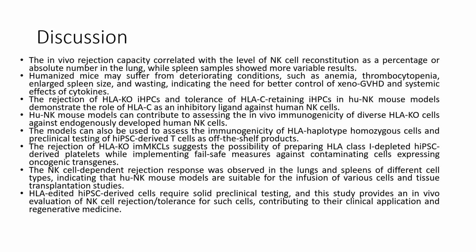The in vivo rejection capacity correlated with the level of NK cell reconstitution as a percentage or absolute number in the lung, while spleen samples show more variable results. The humanized mice may suffer from deteriorating conditions such as anemia, thrombocytopenia, enlarged spleen size, and wasting, indicating the need for better control of GVHD and systemic effects of cytokines.